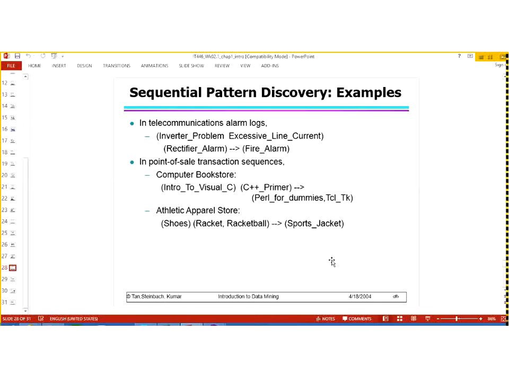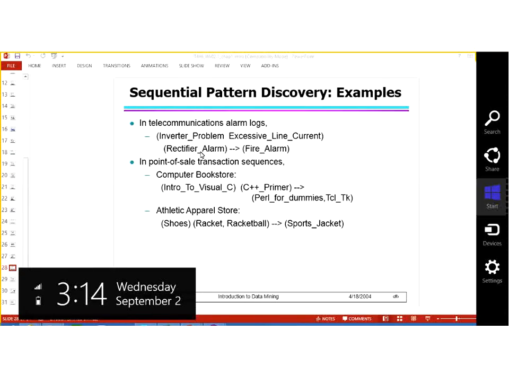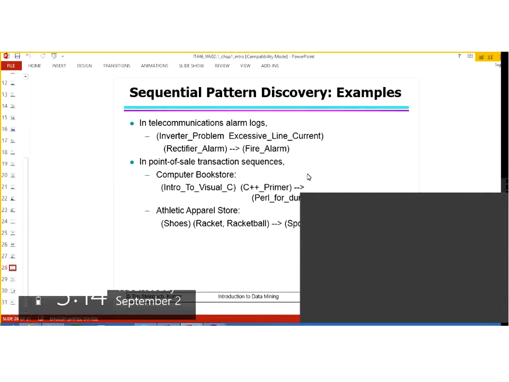We usually use sequential pattern discovery in the following applications, for instance, in telecommunication alarm logs. In telecommunications, they usually have big databases with big logs storing the different alarms. So, for instance, suppose this is a rule that has been discovered by the sequential pattern discovery task. What is this rule? It says the following: if we have a certain problem, for instance in an inverter or any other device, and we have excessive usage of current or excessive line current, then this would lead to a certain alarm. So if we have a problem combined with excessive usage of current, followed by a certain alarm, then this might lead to the occurrence of a fire alarm.